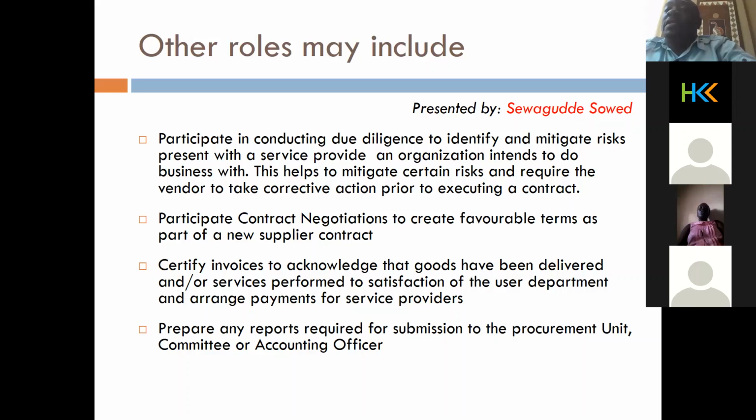They certify invoices, acknowledging that goods have been delivered and they're of the right quality, and then payment can be effected. They prepare reports that are required for submission to the procurement unit or any committee that is instituted to review the procurement, and they also report to the accounting officer.